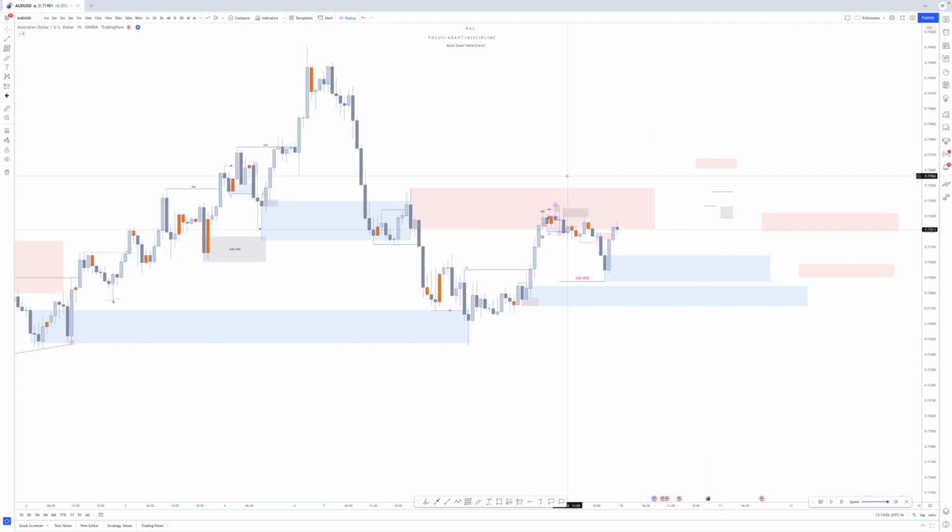Remember, this was New York session. So I'm only going to day trade during London session or during New York session. If a trade takes place outside of those sessions, I'm not going to consider it a day trade. It must be a higher time frame trade setup in order for me to properly take advantage. So price pushed into this H1 point of interest here.